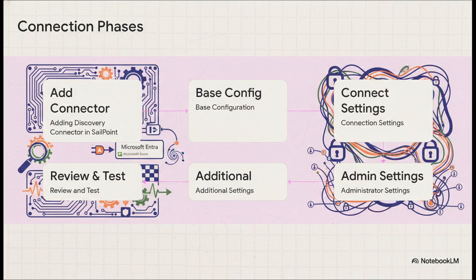Well, the path forward is actually a pretty clear 6-phase process. It all starts in SailPoint, where you add the discovery connector. From there, you lay down the base configuration, you dial in all the connection and administrator settings, handle any additional configs, and then, and this is critical, you wrap it up with a thorough review and test to make sure everything is humming along perfectly.